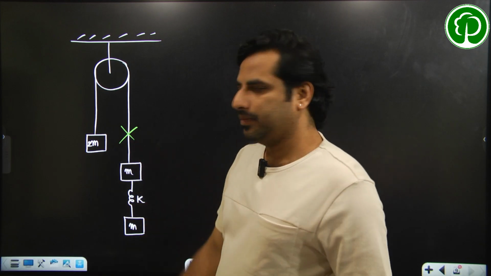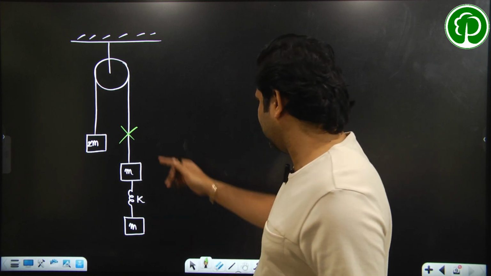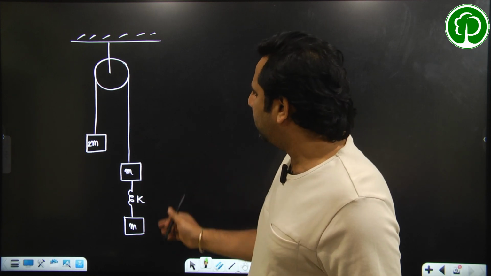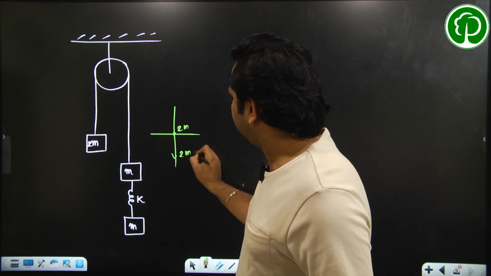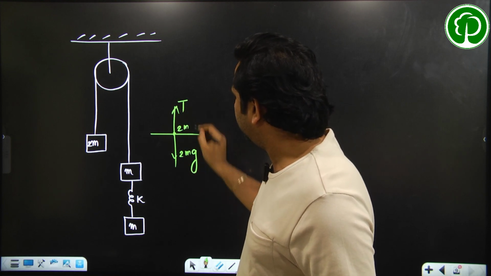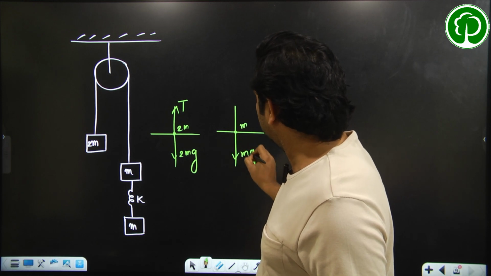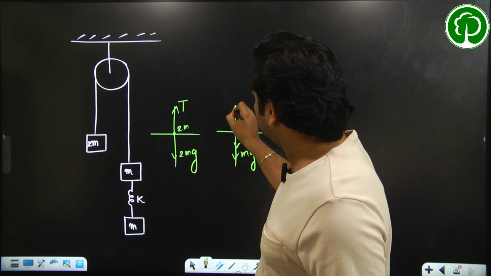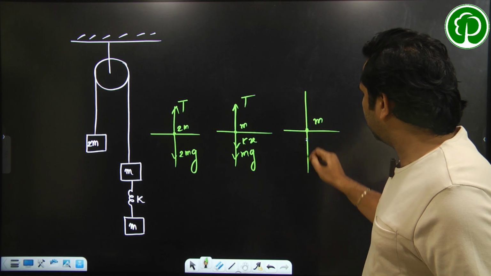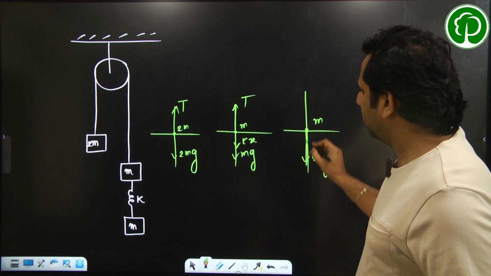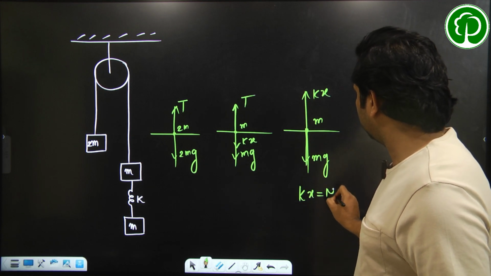Now, before even cutting this string, let us first analyze the equilibrium situation. So in equilibrium, you have 2mg down, and it has got tension T up, and we have mg down, kx down, and tension T up, and we have m again, then mg down and kx up. So in equilibrium, net force is 0, so kx is equal to mg.